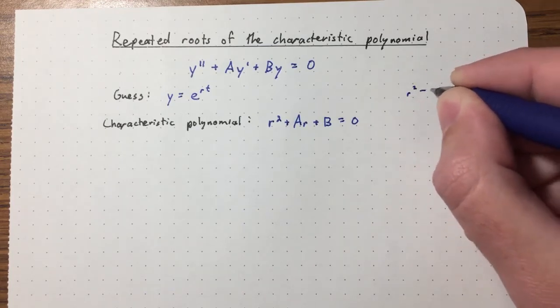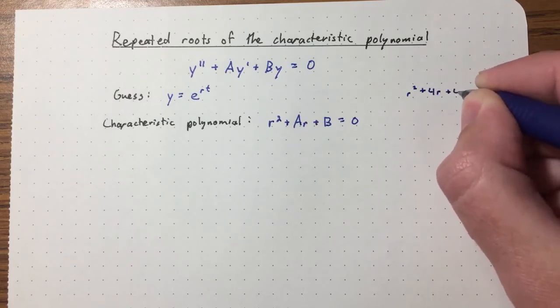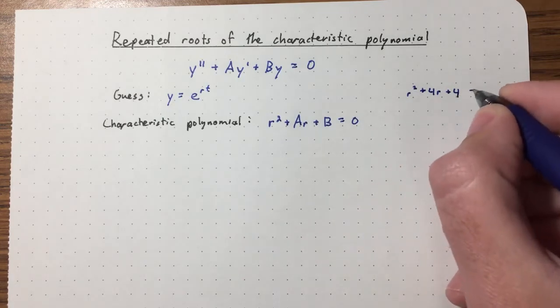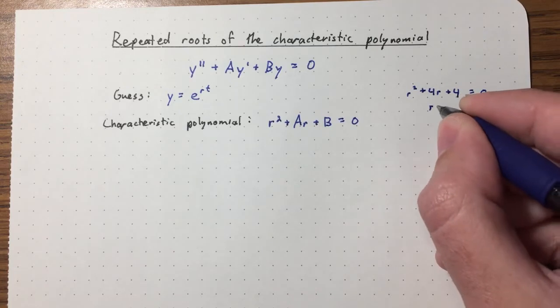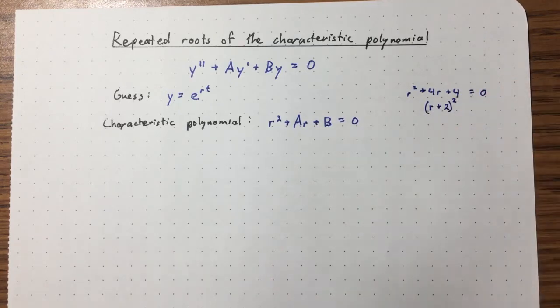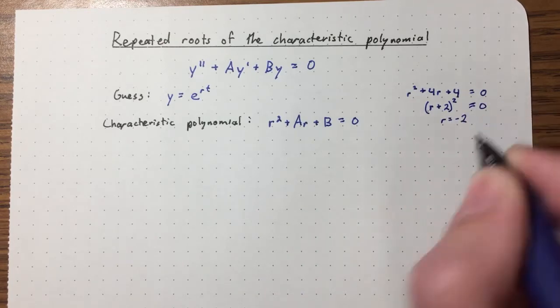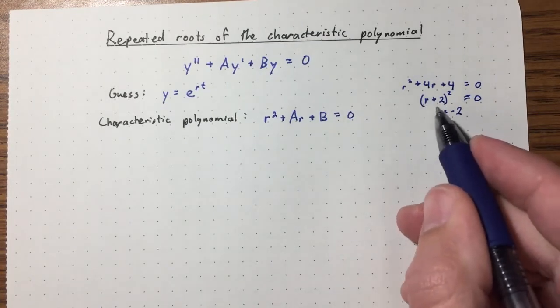r squared plus 4r plus 4 equals 0. This quadratic has a single root, because we can factor it as r plus 2 times r plus 2, so (r plus 2) squared. And so our root is -2, but that's our only root. We don't have another one. It appears twice in the factorization.